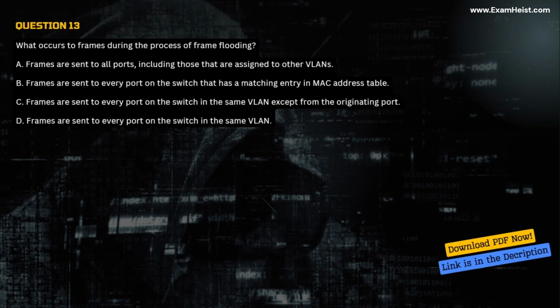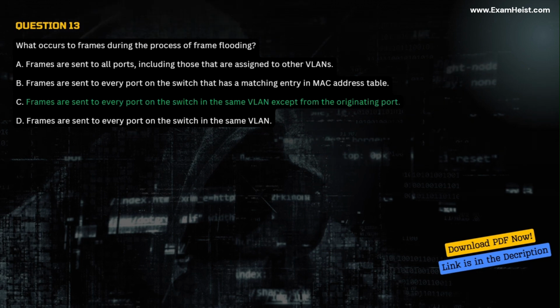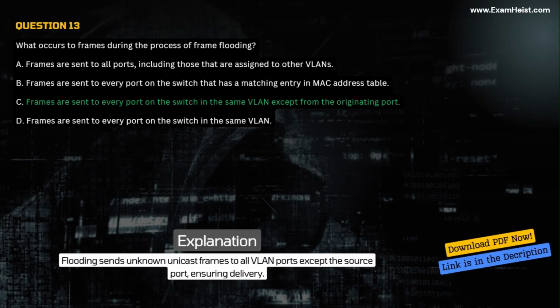Question 13. What occurs to frames during the process of frame flooding? A. Frames are sent to all ports, including those that are assigned to other VLANs. B. Frames are sent to every port on the switch that has a matching entry in MAC address table. C. Frames are sent to every port on the switch in the same VLAN except from the originating port. D. Frames are sent to every port on the switch in the same VLAN. Correct answer, C. Frames are sent to every port on the switch in the same VLAN except from the originating port. Explanation. Flooding sends unknown unicast frames to all VLAN ports except the source port, ensuring delivery.